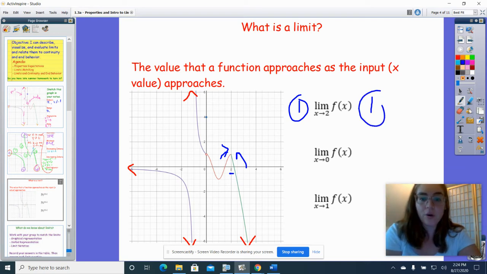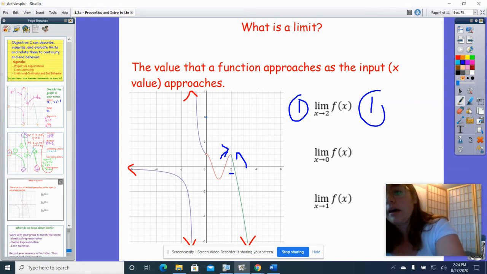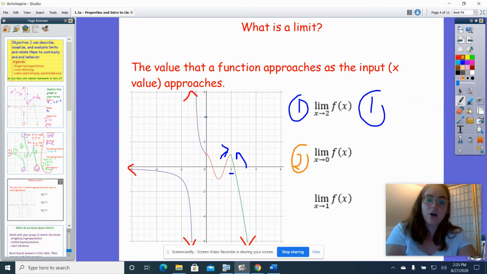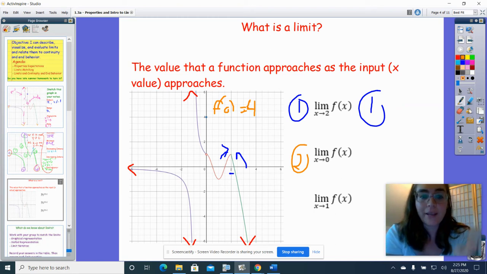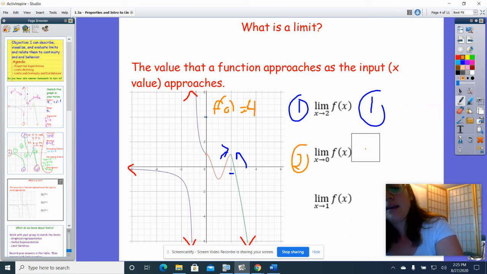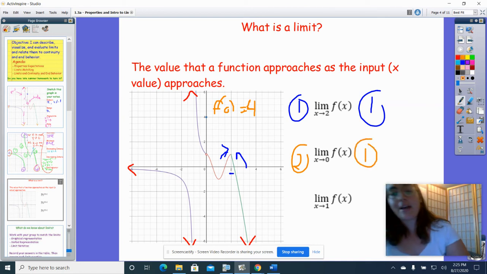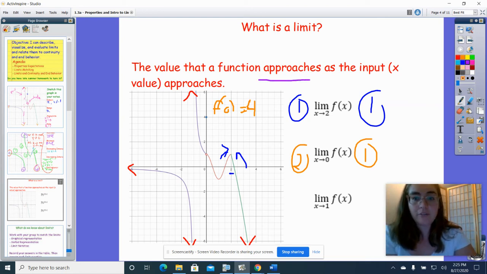For the next question, the limit as x approaches 0 of f of x, right? So here's where x is equal to 0. The actual value of the function is 4, right? So if I asked you f of 0, you'd say, well, f of 0 is 4 because that's the actual point. But what the function's approaching, what it's getting closer and closer to on both sides, is actually 1, right? So that's the difference between a limit and the actual value of a function. The key word is approaches. What's it getting closer and closer to, right?